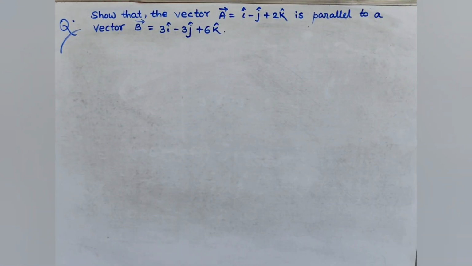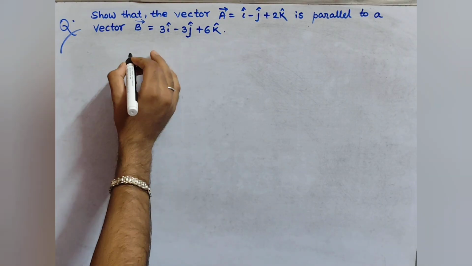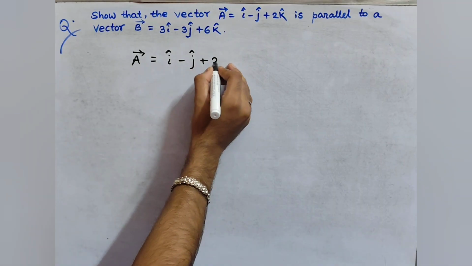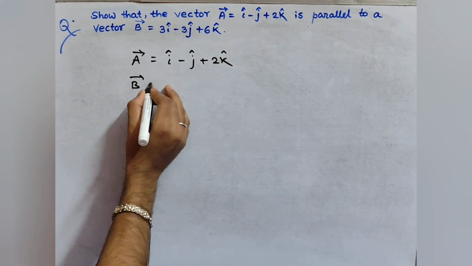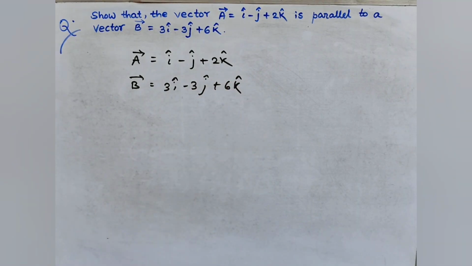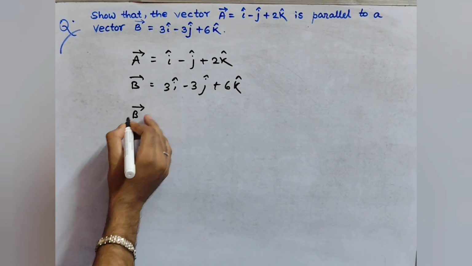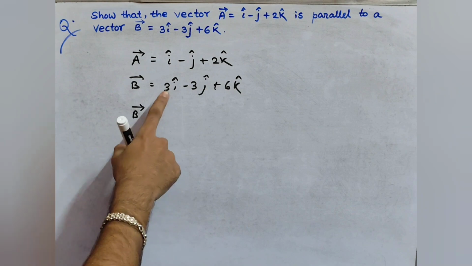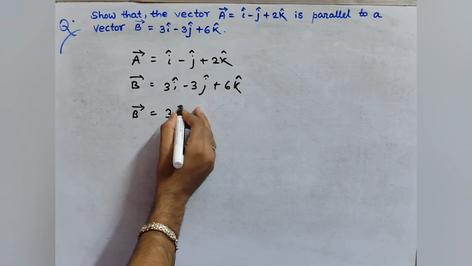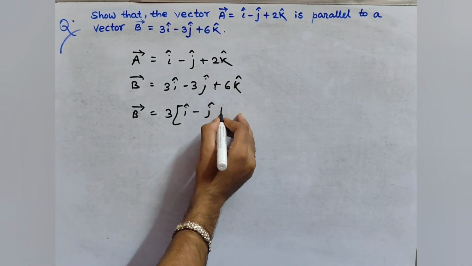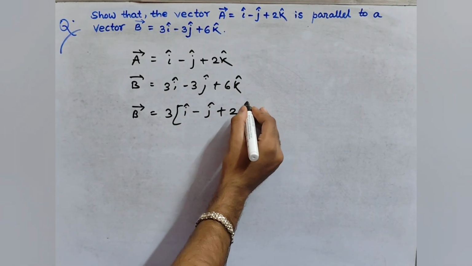So another approach is: here A vector is equal to i cap minus j cap plus 2k cap, and B vector is equal to 3i cap minus 3j cap plus 6k cap. Look at it very carefully. B vector, if we take 3 common from this vector, then it will be i cap minus j cap plus 2k cap.